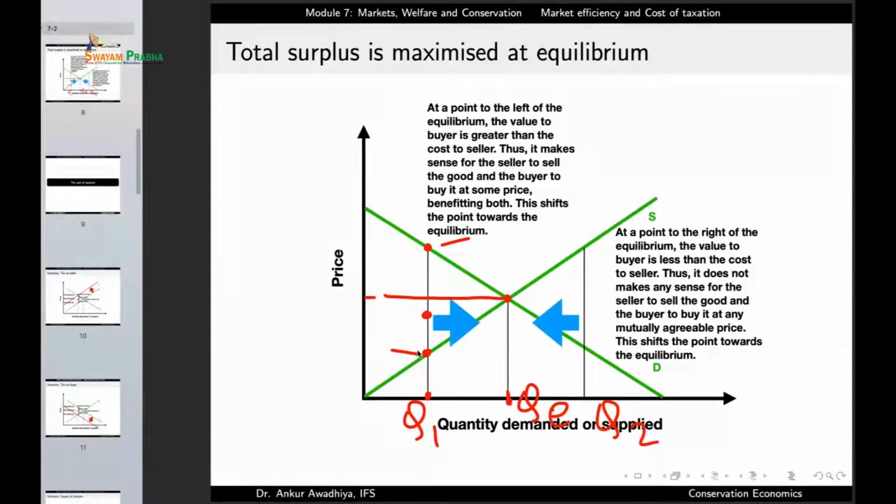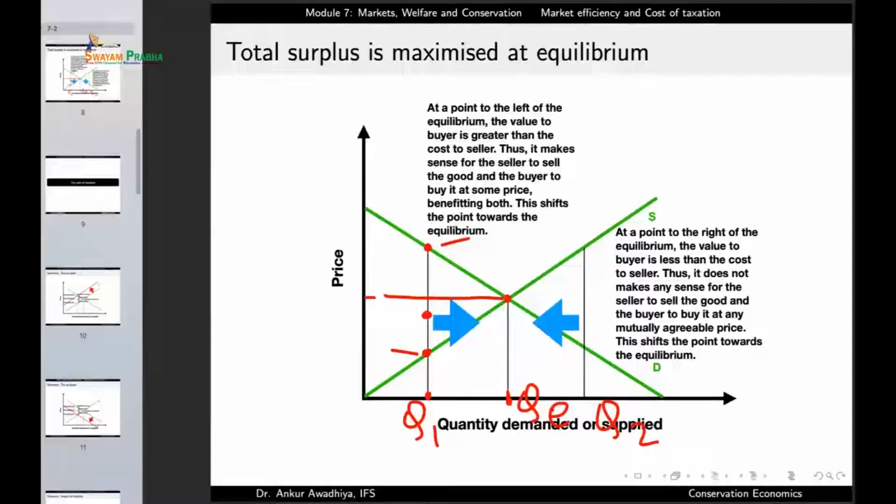And so, if we let the market remain at this point where the transaction is not happening, then this is not a point where the surplus is maximized. Or in other words, what we are saying is that if we keep the market at a point that is to the left of the natural equilibrium, then there is still a scope of increasing the welfare.